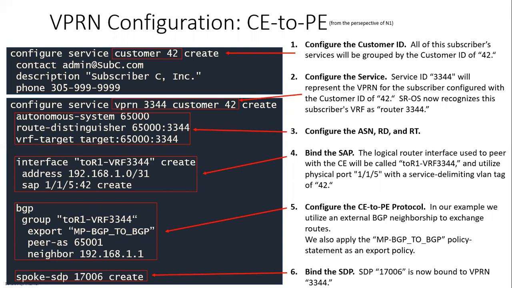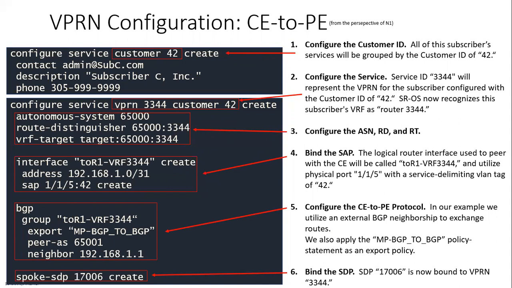So once we've got our layer 3 connectivity established, we can go ahead and configure our CE to PE protocol. And as we said earlier, this is going to be BGP4. So as a best practice, we've created a BGP group, and we're going to apply our routing policy or our policy statement as an export policy to this BGP group. And our peer AS is going to be 65,001. So this is going to be an external BGP4 neighborship since our local AS is 65,000. And then we specify our neighbor 192.168.1.1.